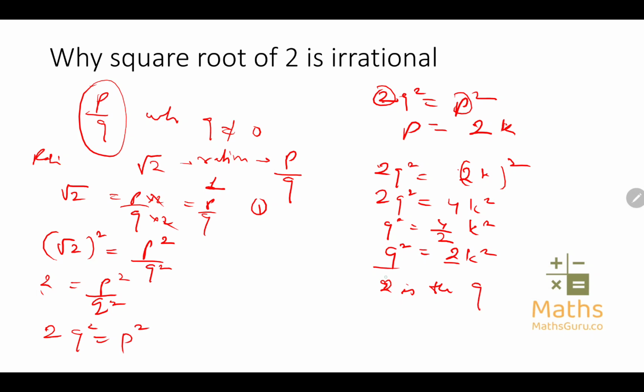Now you can see 2 is a factor of p, and 2 is a factor of q also. So it contradicts the concept we started with, that p and q are co-prime numbers, which means they do not have any common factor except 1. But now you can see p and q both have a common factor 2. It means that the thing which we have assumed initially, that square root of 2 is a rational number, is incorrect. So it means that it is an irrational number.